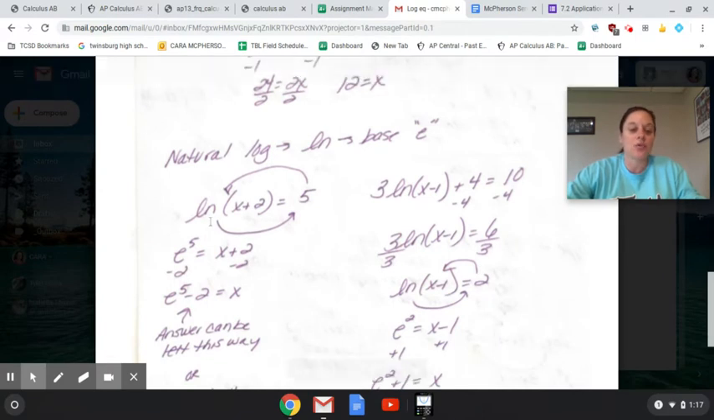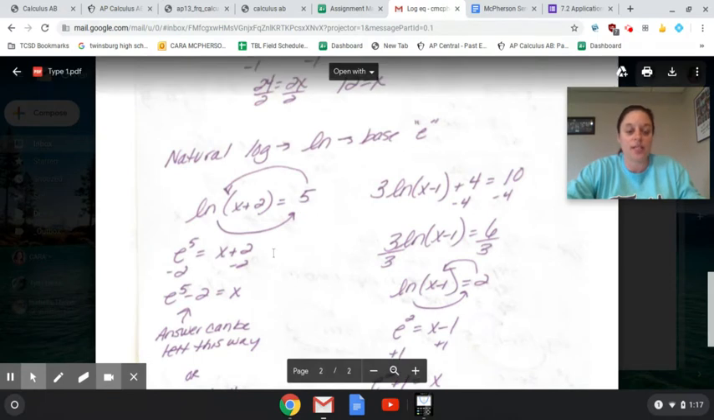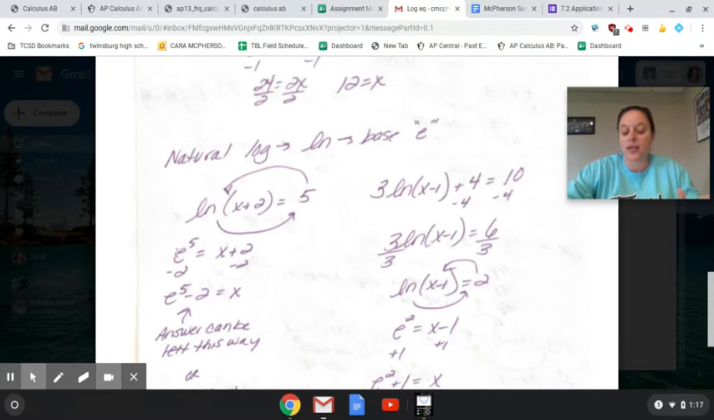If you have a natural log and you want to follow that circular pattern, your base is actually e. So you could put a little e there, that might help. So you're going to have e to the fifth power equals x plus 2. E to the fifth power is not something you can do in your head.